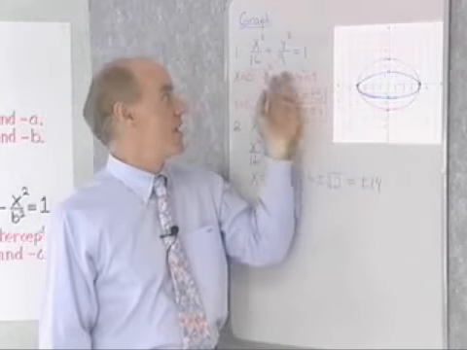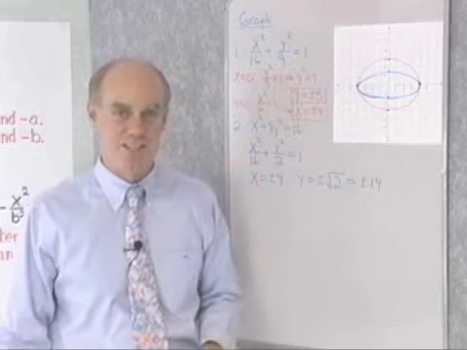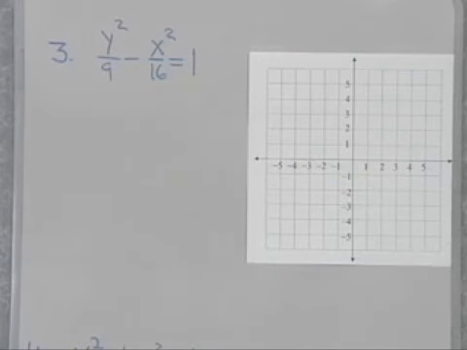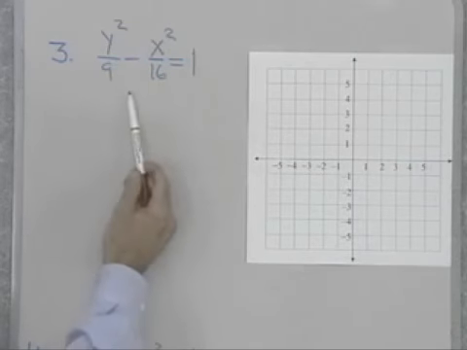The red graph is the graph of x squared over 16 plus y squared over 9 is equal to 1. Let's look at our next example. Okay, now the next problem I want to graph here is y squared over 9 minus x squared over 16 equal 1. This is the equation of a hyperbola.